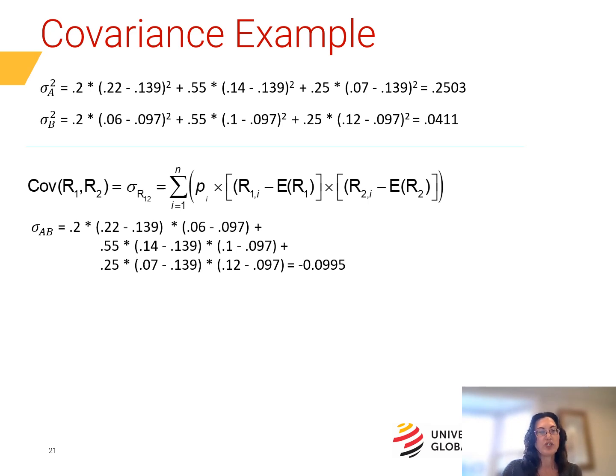The covariance of two assets is equal to the probability of each economic state multiplied by the difference of the return for each asset for each economic state minus the expected return for that asset. In our example, we see that the covariance is equal to negative 0.0995. But what does that value really mean?